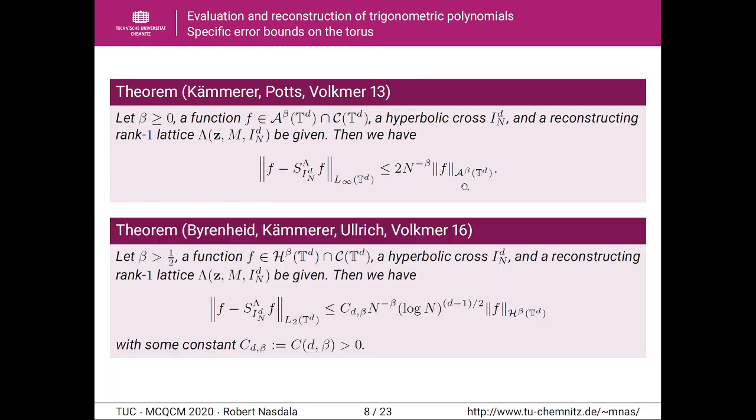And some years later, Kämmerer and Volkmer joined with Tino Ulrich and Glenn Byrenheid, and they showed in the L2 case, you can form a similar upper bound by considering f now in H^beta with beta greater than 1/2, and the L2 approximation error is then bounded from above again by n to the minus beta times some log expression and some constant. And so for periodic functions on the torus, we have fast algorithms and we have these two approximation error bounds, and those we will adapt later on.